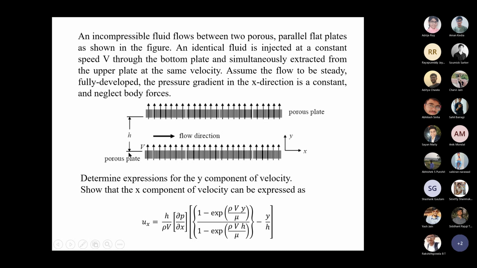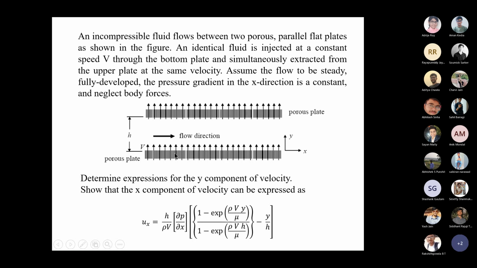I'll quickly discuss this and then have a break. You have an incompressible fluid flowing in this configuration. So you have the flow direction, but you have simultaneous injection of the same fluid in a direction perpendicular to the flow. If this is the x direction in which I have the principal direction, I have some injection in the y direction into the system, and some suction out. The same amount of fluid is being sucked out at the top.